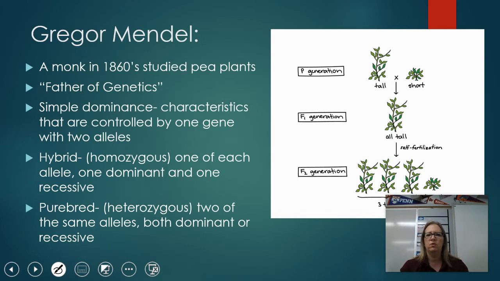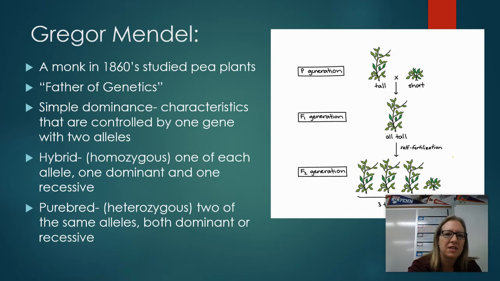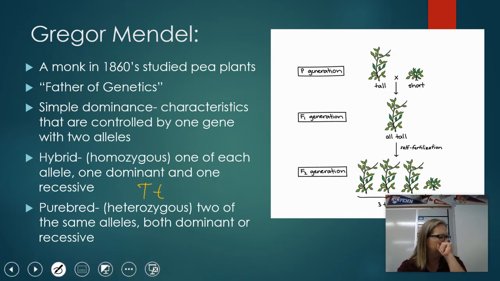A couple more vocab words along with that. A hybrid, or heterozygous, organism is one that has one dominant allele and one recessive allele, okay? So if we're talking about the letters again, they would have one big T and one little t. And then a purebred has two of the same, and it can be both dominant or both recessive. The fancy scientific term for that is homozygous, okay? So purebred would be both dominant or both recessive.